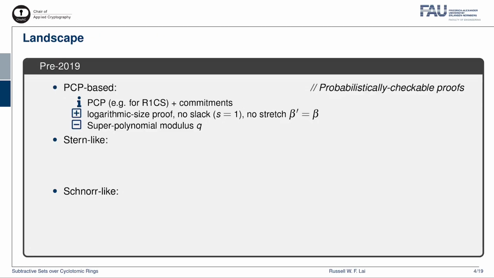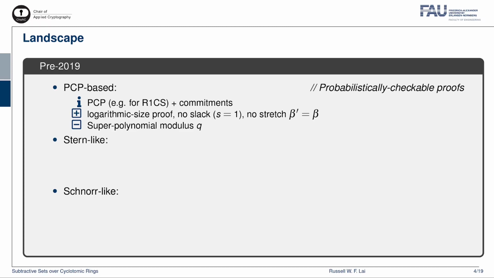With this background, let me overview the existing argument systems for the SIS relation. Prior to the year 2019, there were basically three types of argument systems for the SIS relation. The first kind of systems are based on PCP, or probabilistically checkable proofs, which is a kind of information theoretic proof systems. These constructions usually start from a PCP for proving statements from a certain NP-complete language such as R1CS, and compile it with a commitment scheme into an argument system.